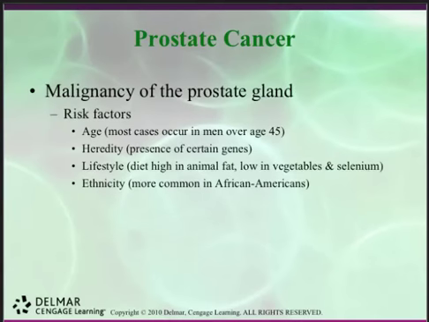Prostate cancer is a malignancy of the prostate gland. It occurs most often in men over 45. It is hereditary. The presence of certain genes predisposes someone to prostate cancer. There's also a lifestyle component. Diets high in animal fat and low in vegetables and selenium can put you in a higher risk group for prostate cancer. Ethnicity also plays a factor. It's more common in African Americans.